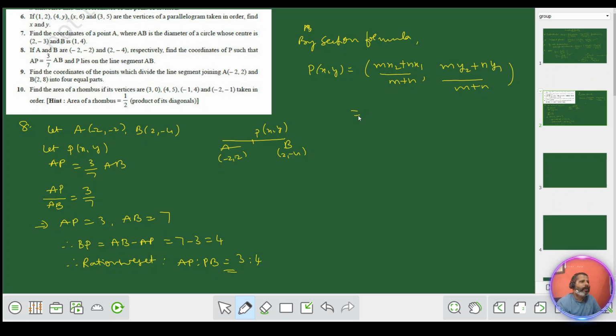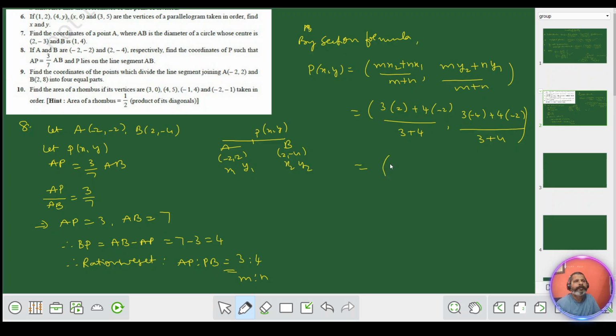We'll just substitute what is mn. This is the mn here. Okay, x1, y1, x2, y2. We have all values available. M is 3, x2 is 2, plus n is 4, x1 is minus 2, by m plus n is 3 plus 4. Similarly, m is 3, y2 is, if you observe, minus 4, plus n is 4, y1 is minus 2, by 3 plus 4. Substitute the values properly, then simplify properly.